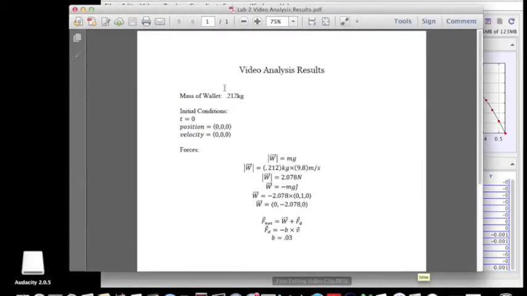The mass of the wallet was 0.212 kilograms. Our initial conditions are shown here. Time equals 0, position is also a 0 vector, and velocity is a 0 vector as well.